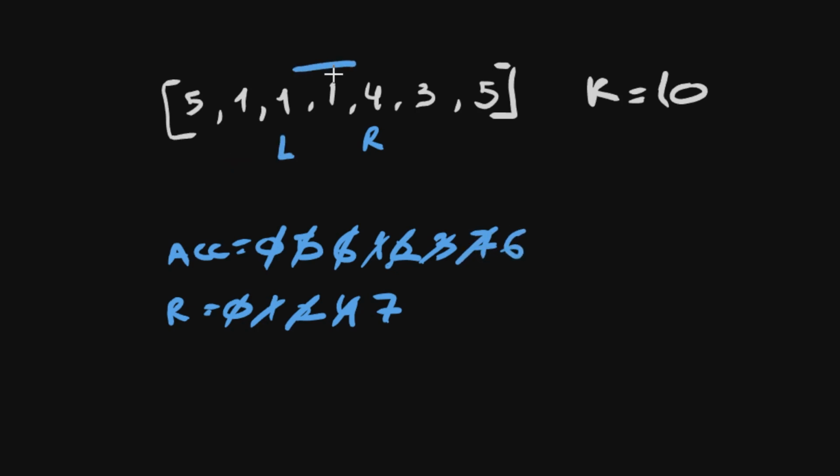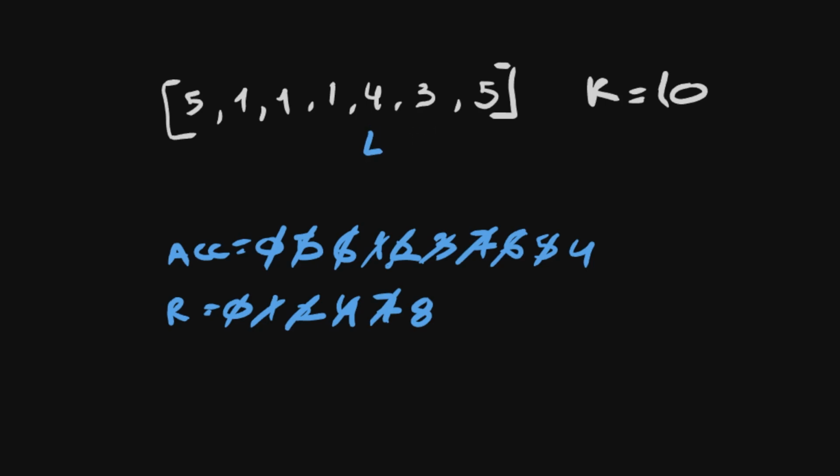Now 6 times 3 is also greater than k, so we update left again. And now 5 times 2 elements equals k. But remember, we need to find scores that are strictly smaller than k. So we update the left pointer again, and we subtract 1 from our accumulated, which is now 4. Now 4 times 1 element is smaller than k, so we add r minus l plus 1 to our result, so this is now 8.